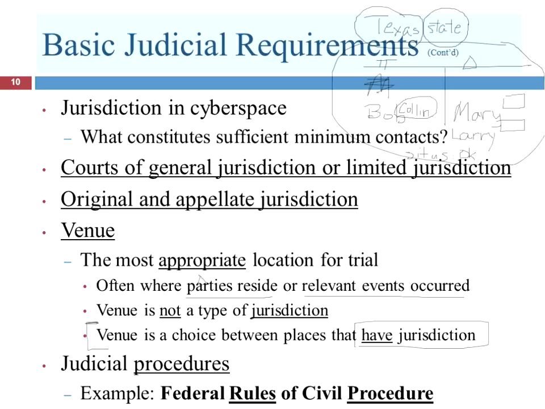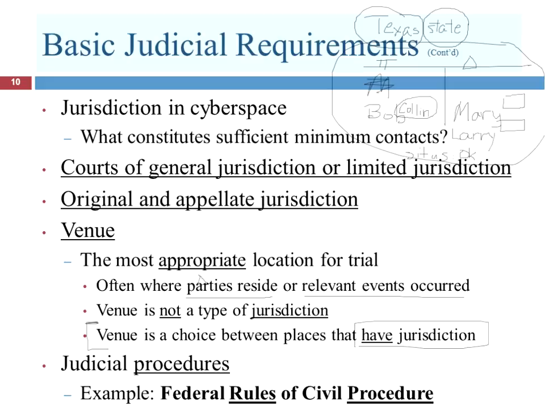You always look at personal jurisdiction, then you look at subject matter jurisdiction, and then once you've figured out that you're filing in a particular state, whatever that state might be, and whether you're filing in the federal system or the state system, then you're trying to decide which county or federal district is the one that is best for venue.